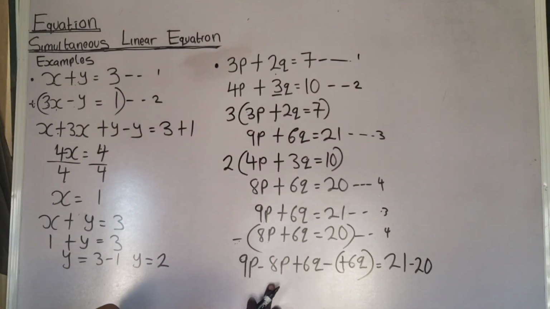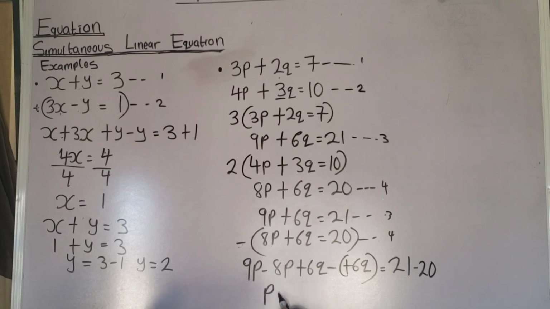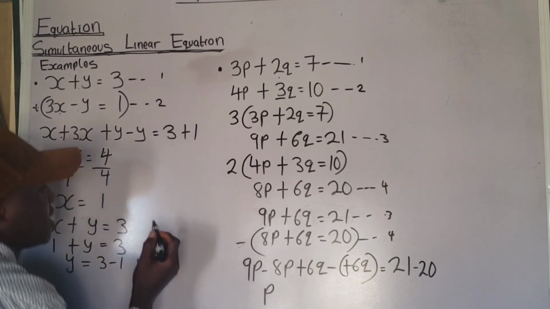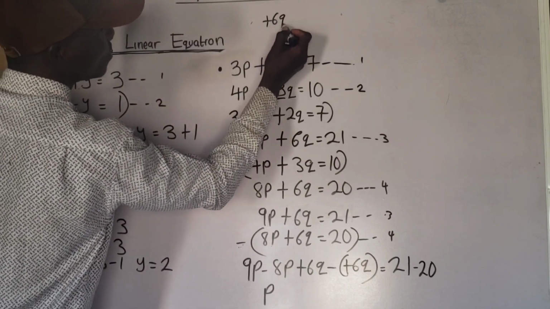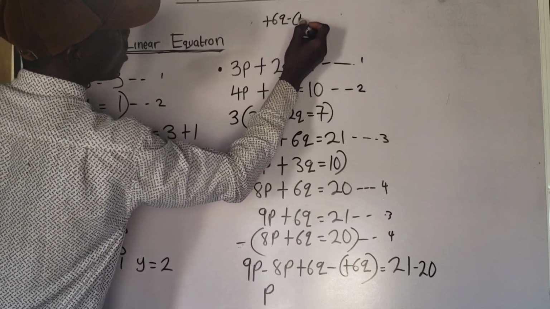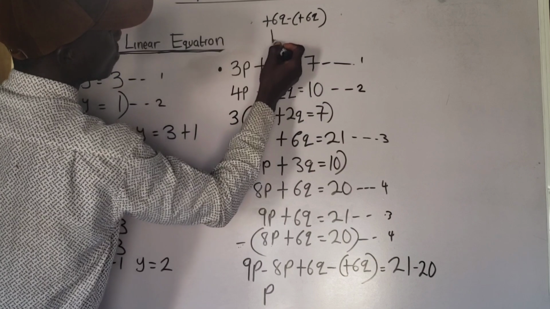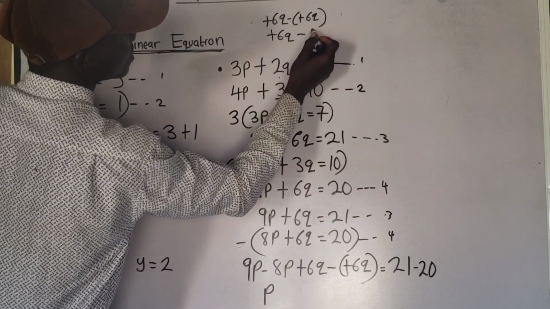Now let us proceed. 9p minus 8p will give us p. P is also the same thing as 1p. Let's proceed. Plus 6q minus plus 6q. Let me quickly do some arithmetic here. That will be plus 6q minus 6q.